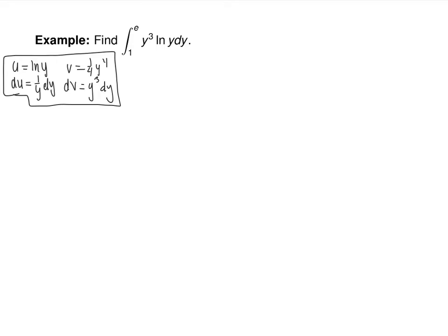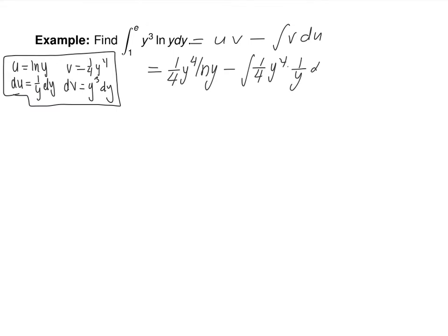So remember, the formula is uv minus the integral of v du. And the other difference with this example is that we have a definite integral, which will introduce a little bit of notational differences. So uv is 1/4 y to the 4th ln of y minus the integral of v du. So that will be 1/4 y to the 4th times 1 over y dy. And I left the bounds off on purpose just because I like to show you how to put them in correctly.